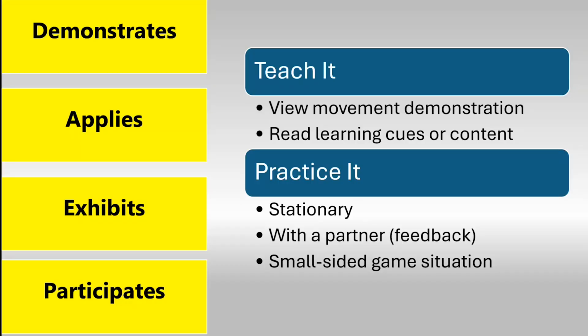As you can see here, I have a few other verbs that are yellow verbs, and this is how I categorize them. Along with demonstrates, we have applies, exhibits, and participates. And when I look at an objective and know all the variables we've discussed earlier about the resources and facilities, I ask myself 3 questions. How am I going to teach it? How are my students going to practice it? And how am I going to assess student learning?